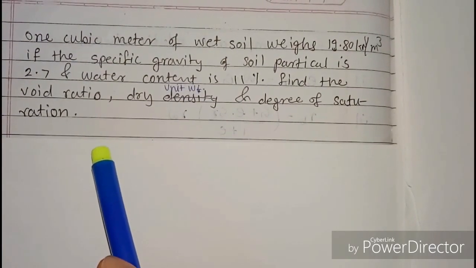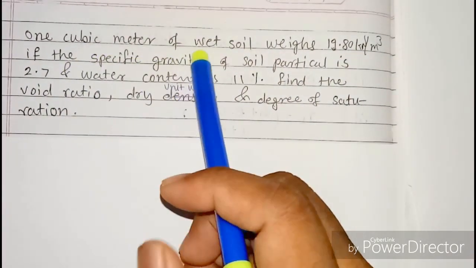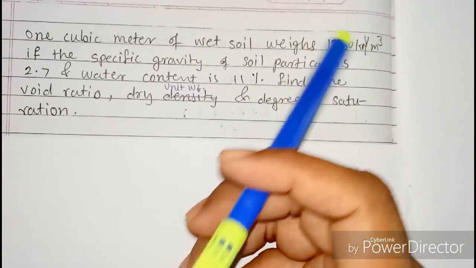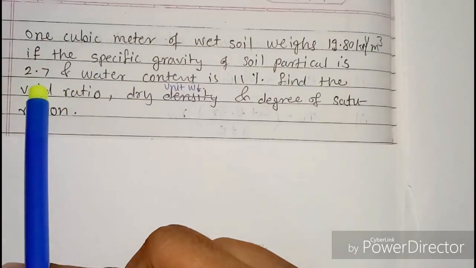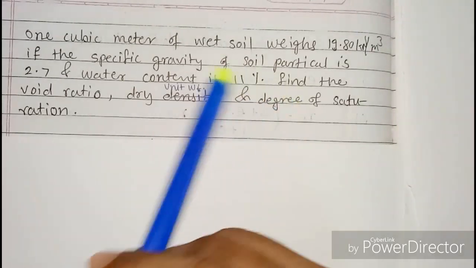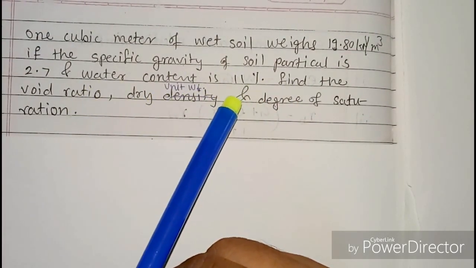Now we will move to next numerical. Next numerical is: 1 cubic meter of wet soil weighs 19.80 kilonewton per meter cube. If the specific gravity of soil particle is 2.7 and water content is 11%, find the void ratio, dry unit weight and degree of saturation.